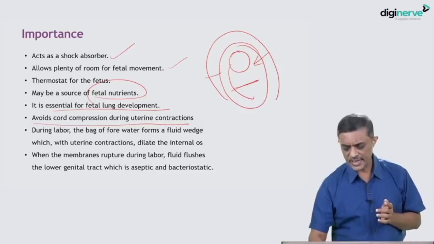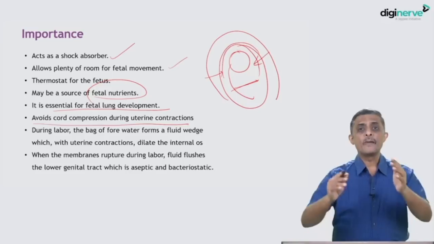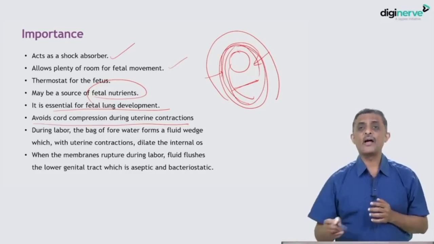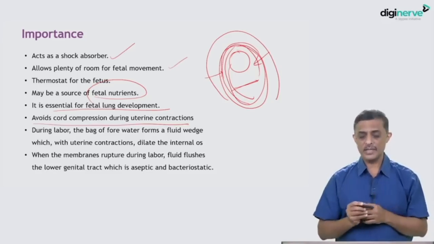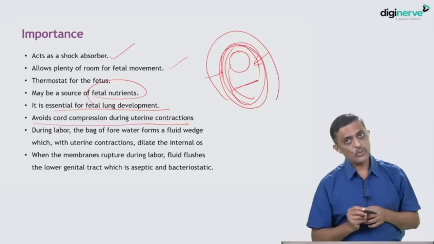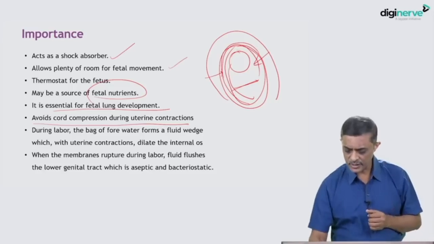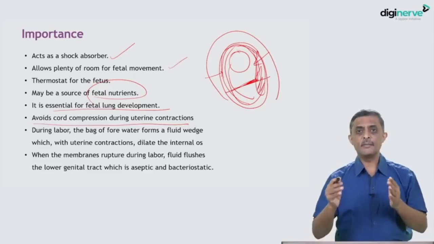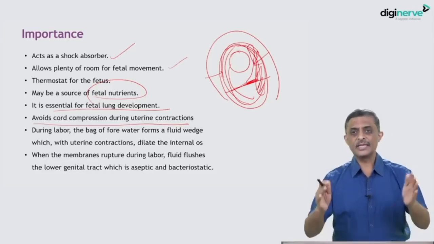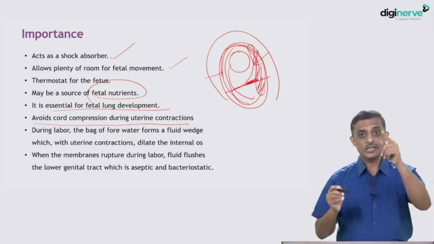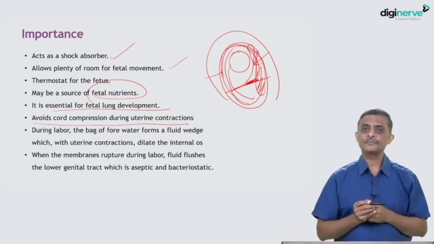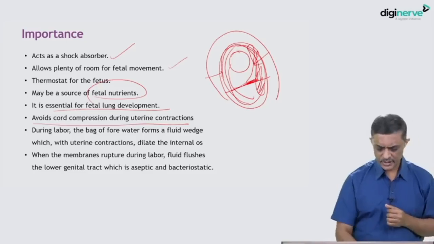Even when the uterus contracts, the contraction pressure spreads all round the baby uniformly. Imagine if there were to be no amniotic fluid, probably this is the placenta, this will be the umbilical cord. So when the uterus contracts, the umbilical cord loop somewhere here can get totally compressed. So this cord compression is very much avoided because of the presence of amniotic fluid, right?